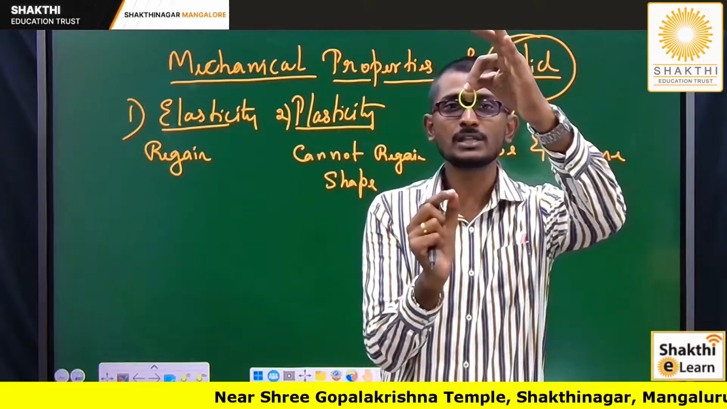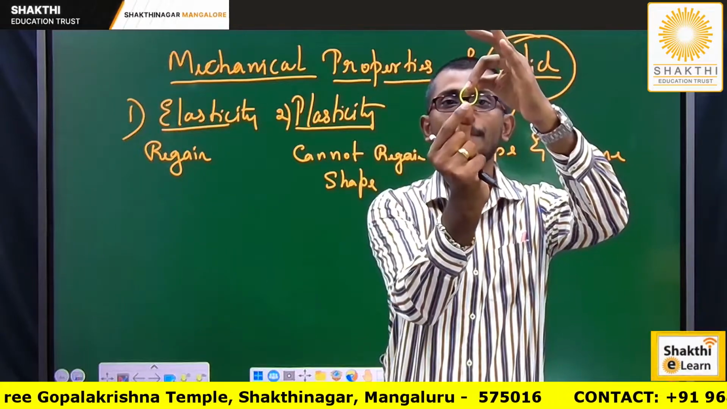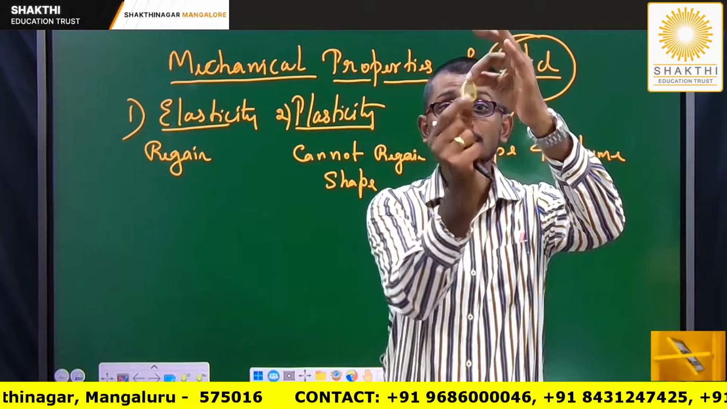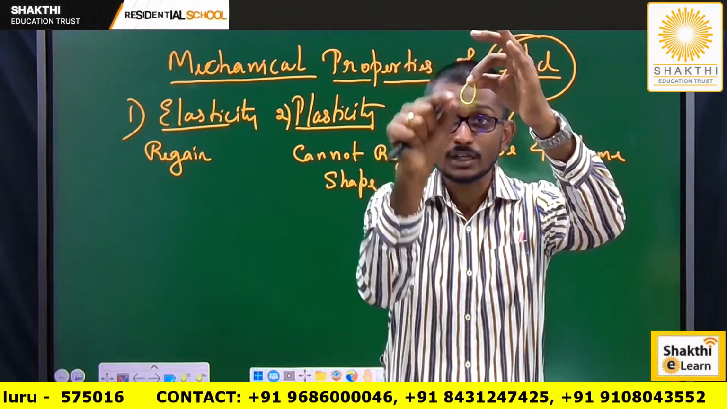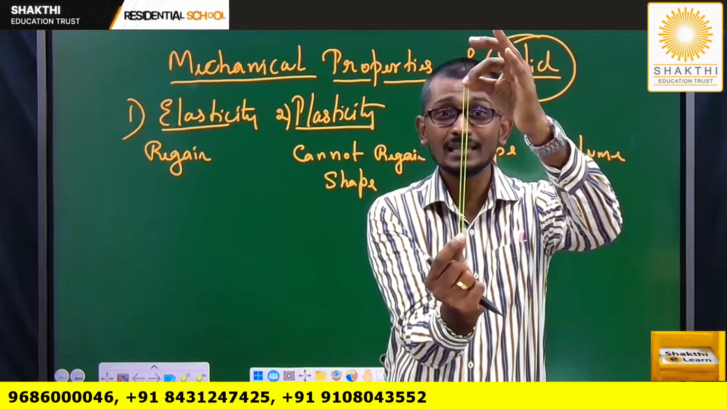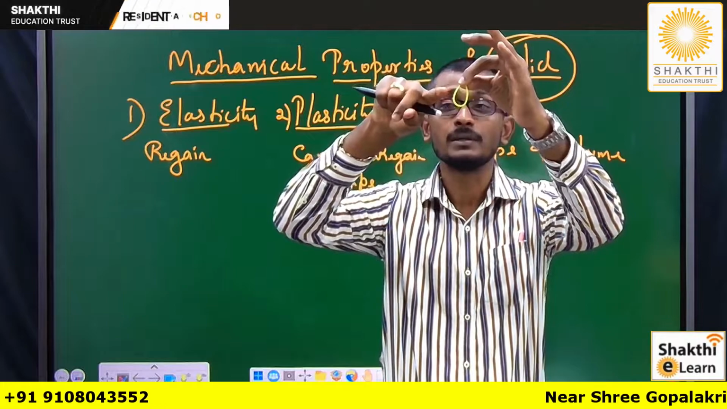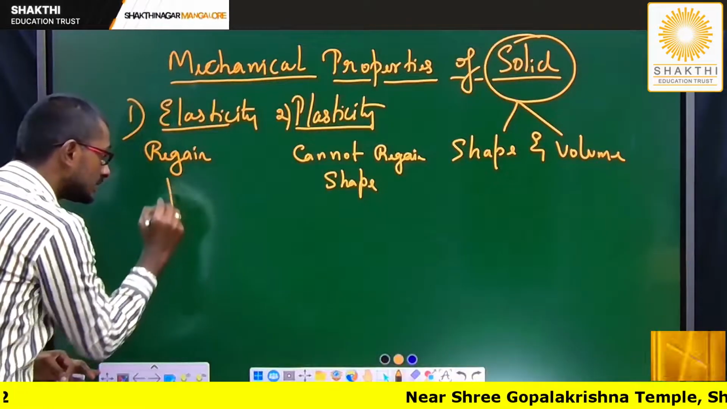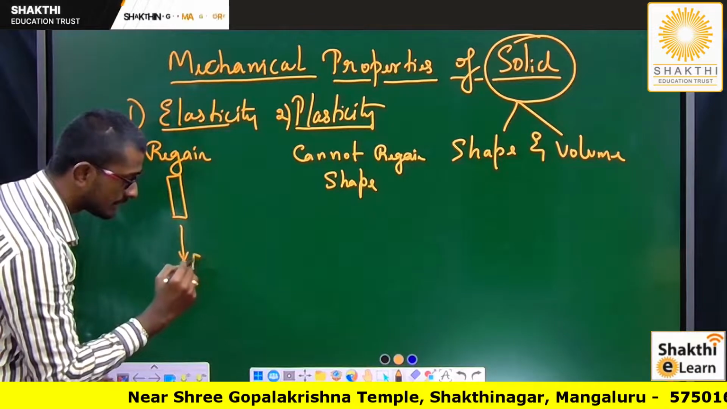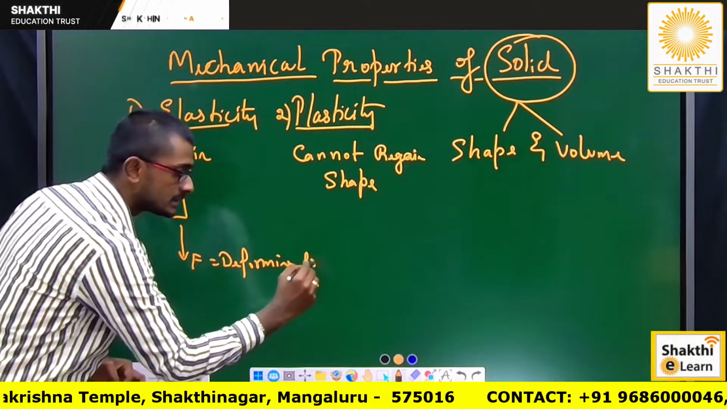Now this is the elastic body. Imagine that this finger is a rigid support. Now I'm going to apply force in this direction. As soon as you apply the force, the body changes its length in the direction of the deforming force, correct? When you release the deforming force, the body will regain the shape. This is my rubber band, and I apply the deforming force in this direction. Clear? This is the deforming force.